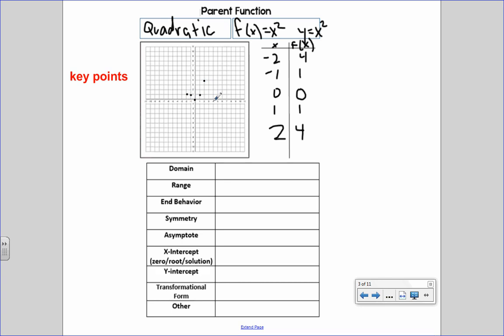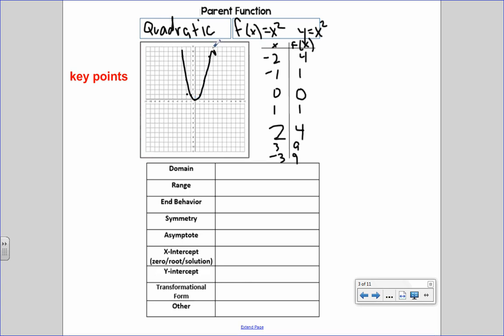Oops, I just put that in the wrong spot. Don't do what I did. All right, we could do 3 and -3 to just fill in this graph a little more. So that would be 9 and 9. Okay, so ignore that point that's there. Sorry. All right, let's go ahead and sketch this.